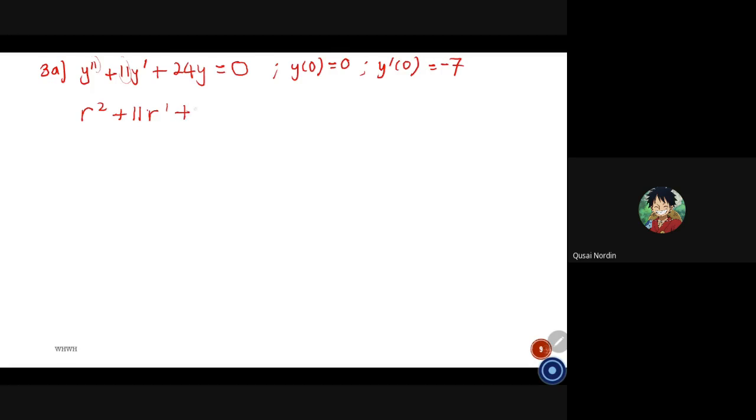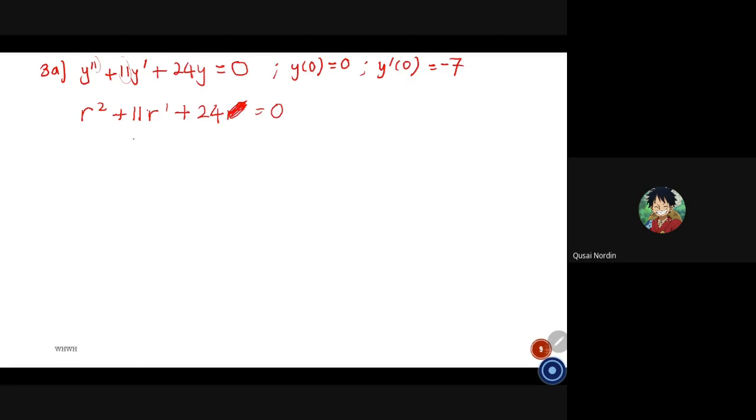And then plus with 24. Sebenarnya ada R ni tapi R kuasa berapa? Ada prime tak kat sini? Tak ada prime kan? So maknanya R kuasa 0, equals to 0 ataupun 24 je lah. R power 0 kan 1. Okay, so daripada sini you have R square plus 11R plus 24 equals to 0.